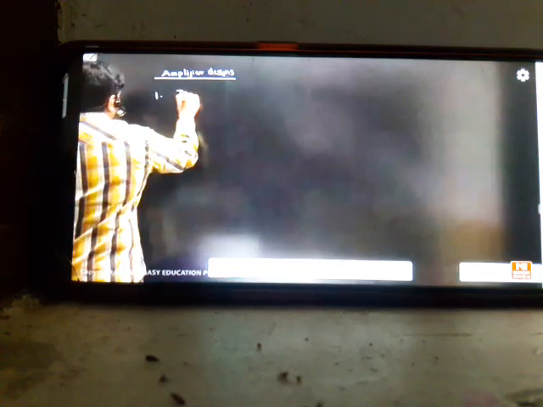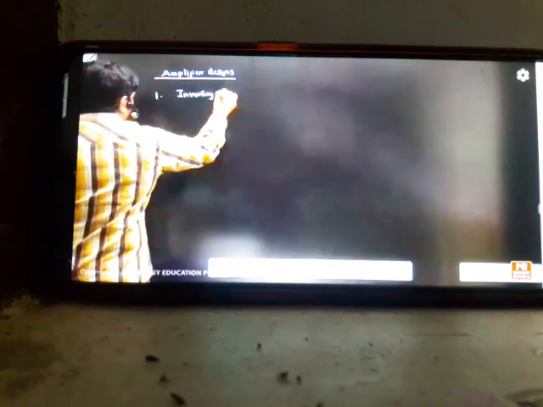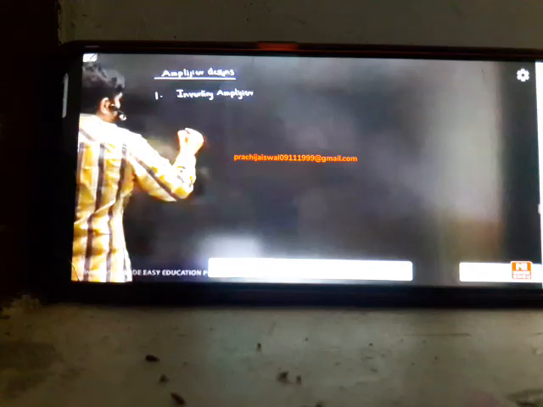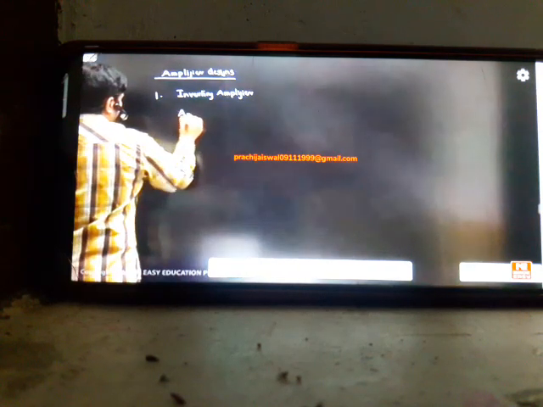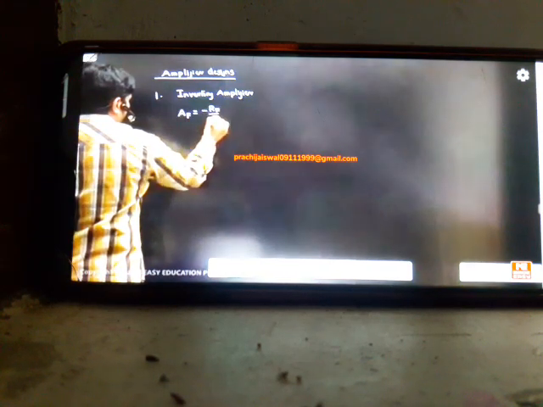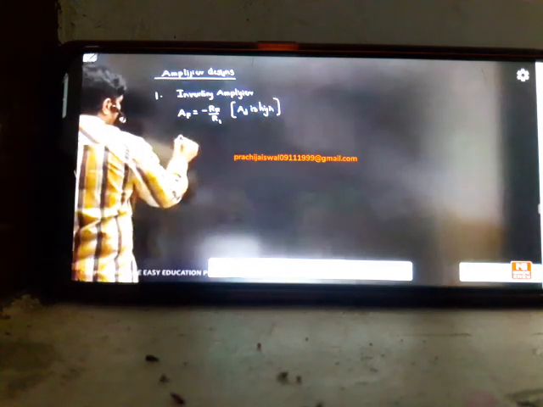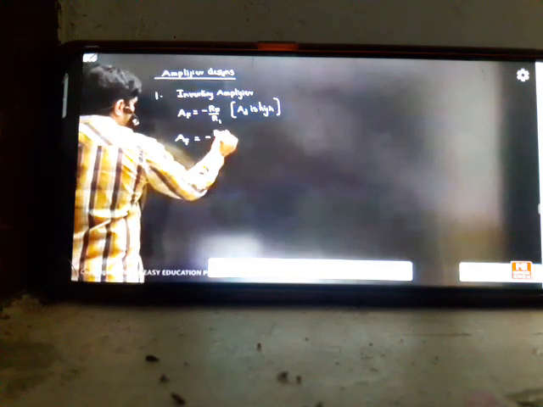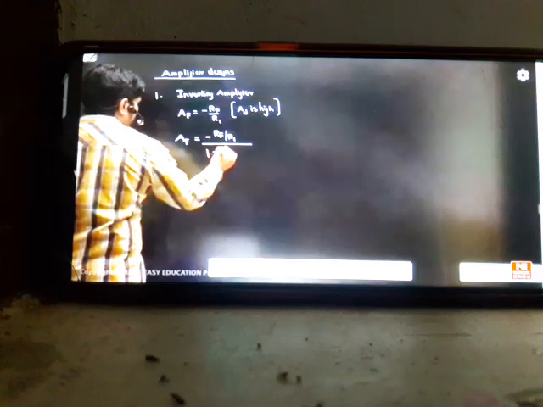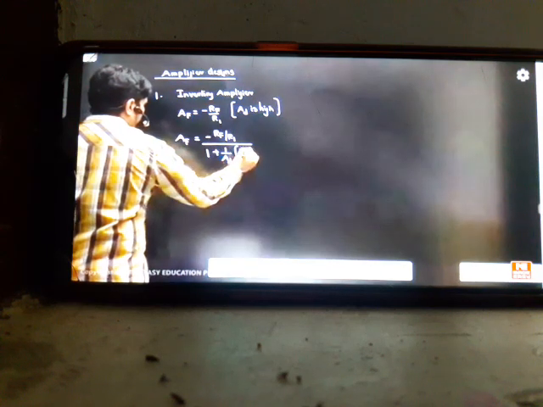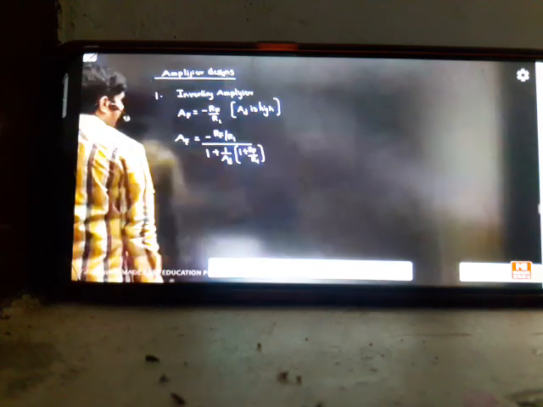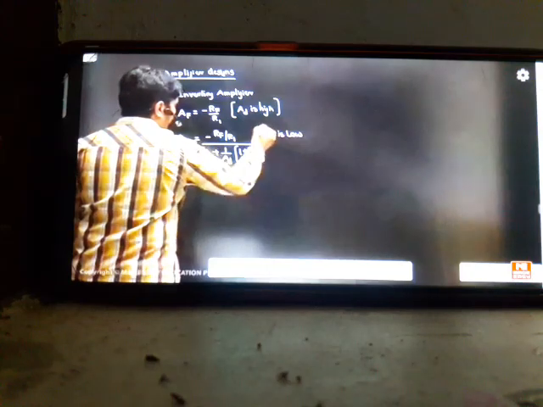One is the inverting amplifier. In that, the formulas you have to remember: the first formula is AF equal to simply minus R by R1. But this formula is valid when AD is high. We can use virtual ground so that this formula will come. AF is equal to minus R by R1 divided by 1 plus 1 by AD into 1 plus R by R1. This formula is valid when AD is low. Like this you must get in your practice.